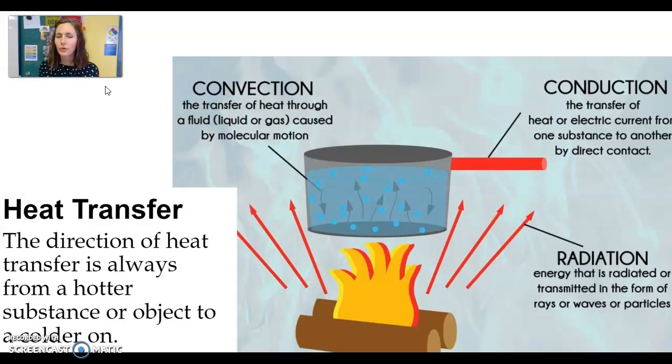Conduction, this is how we cook most of our food. We conduct the heat. It's a transfer of heat or electric current from one substance to another by direct contact. So you put your pot on the stove and it conducts the heat through it.